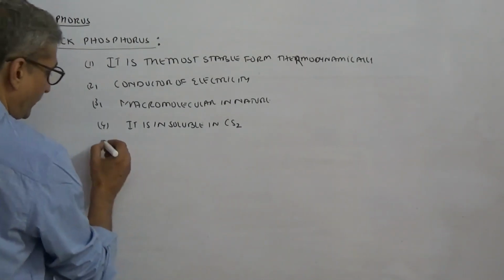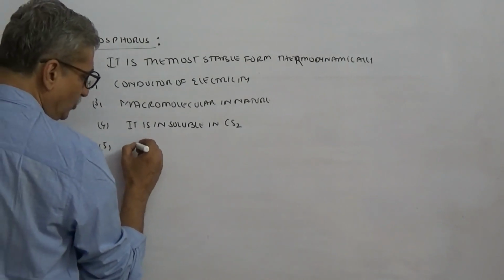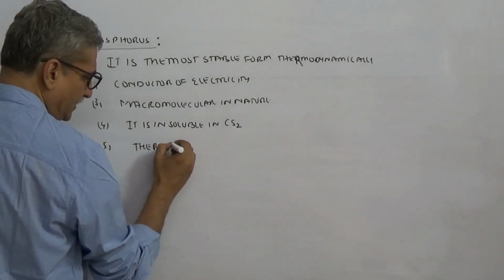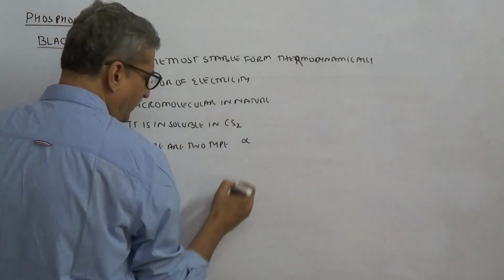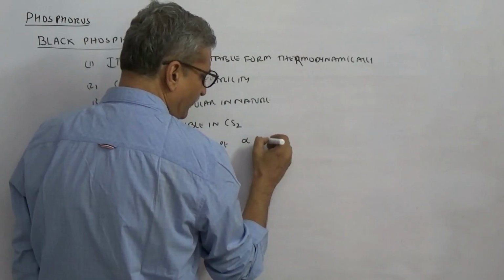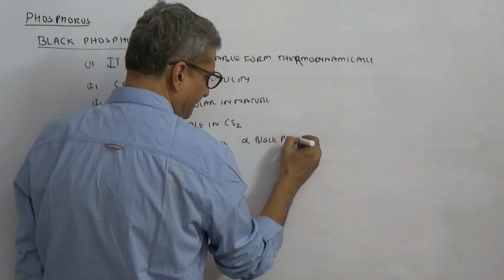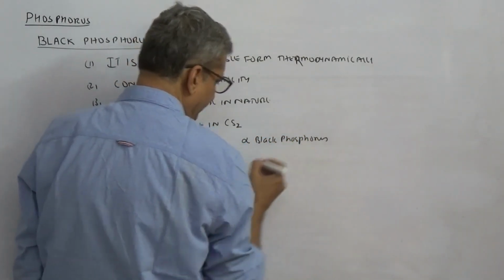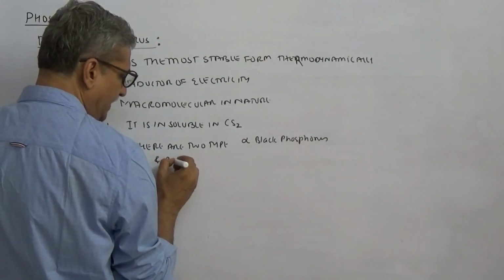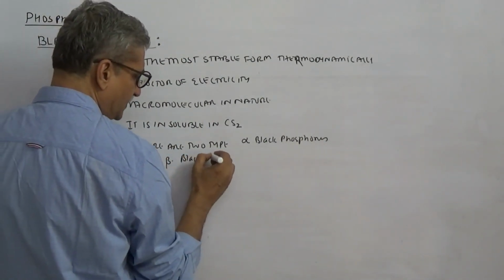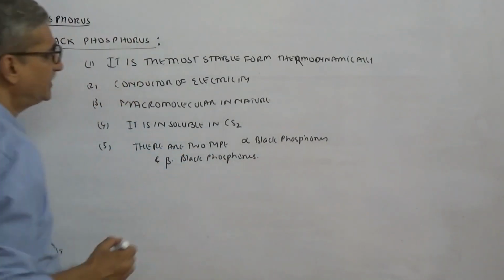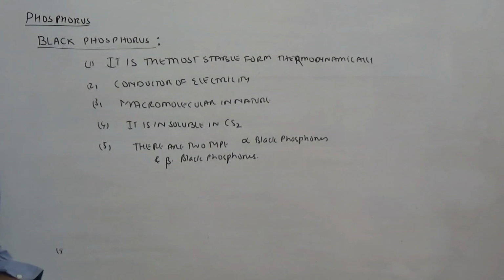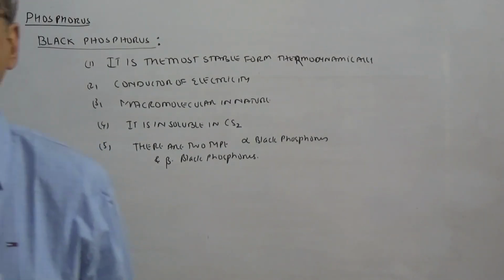How can you write a fifth point? We can also say there are two types: alpha black phosphorus and beta black phosphorus. Okay, so this is about black phosphorus. For us, what's important is that it is the most stable form and it is a conductor of electricity.